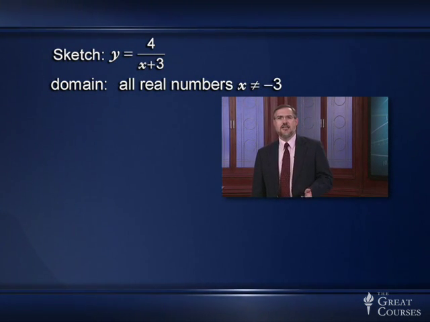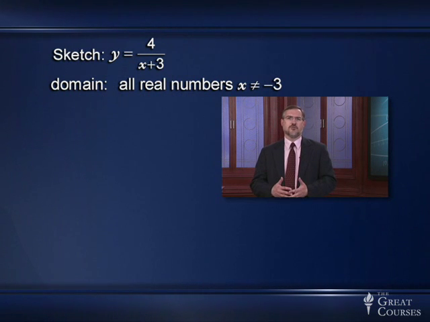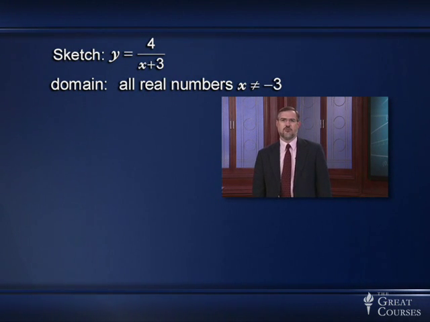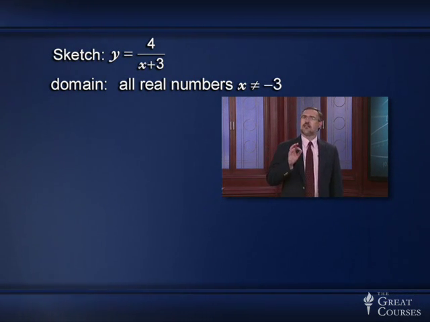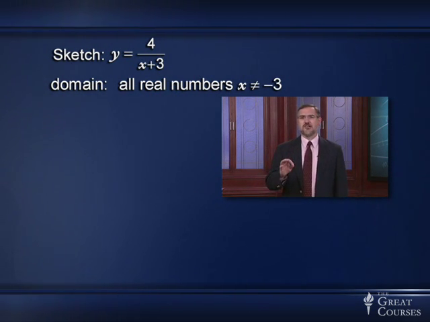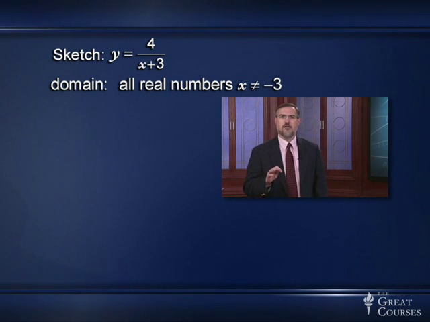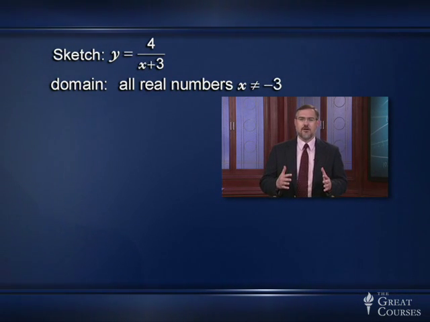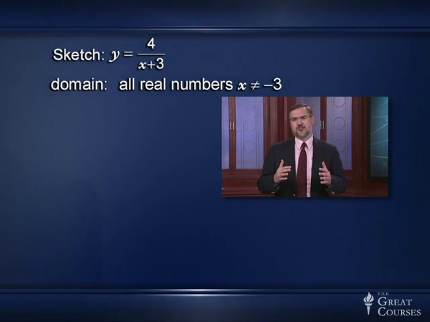So my domain is the set of all real numbers except x equals -3. Okay. Next, let's look for x-intercepts. Now, you're not guaranteed that there will be x-intercepts, but let's look for them here. And here's an important rule of thumb to find x-intercepts.